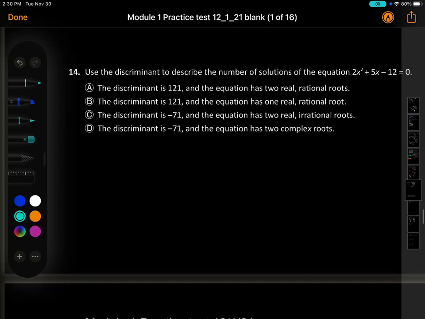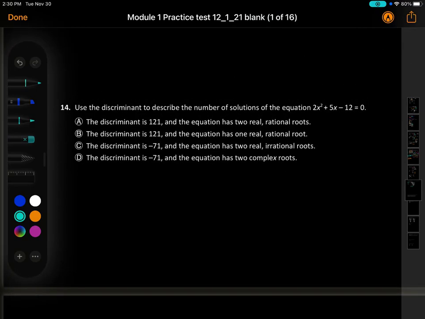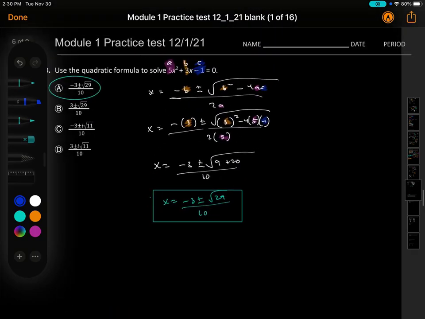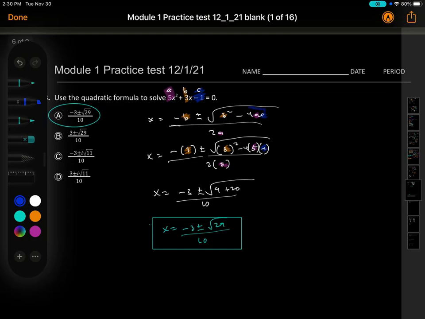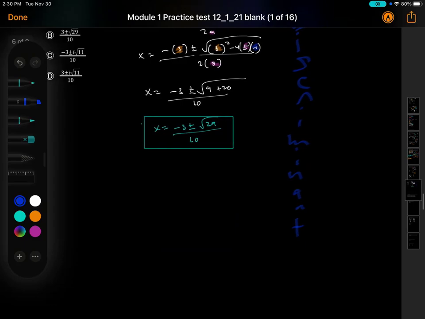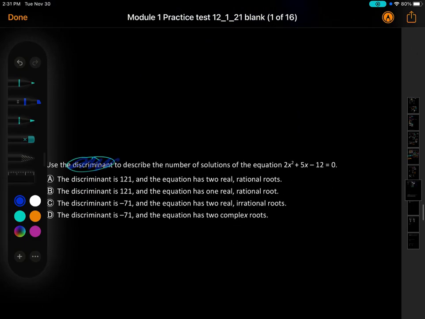Number 14. Use a discriminant to describe the number of solutions for the equation. Remember, discriminant is what's on the inside. So if I just had to, discriminant is right here. It's the inside part. Okay?